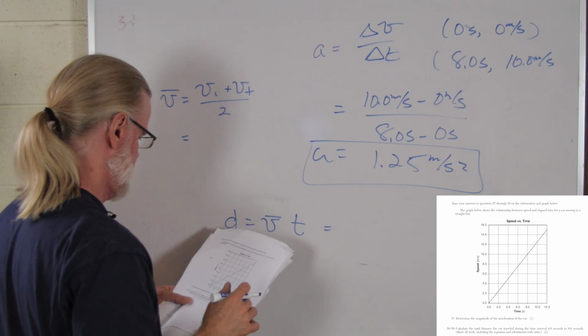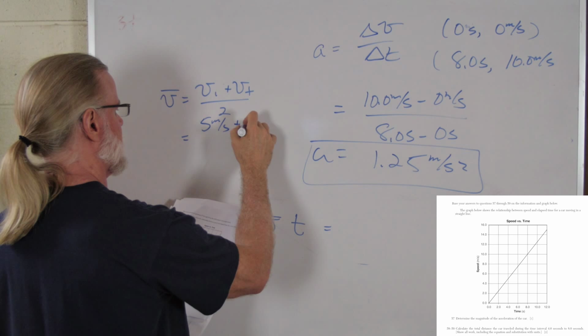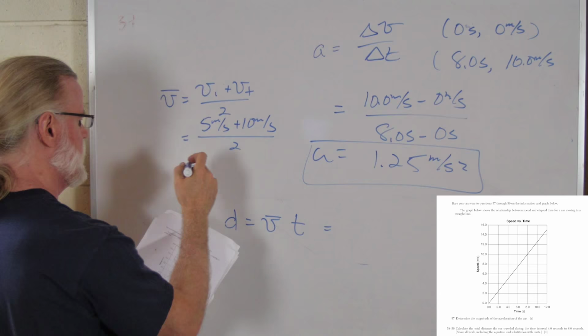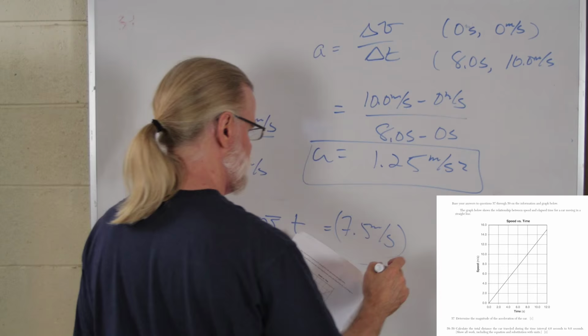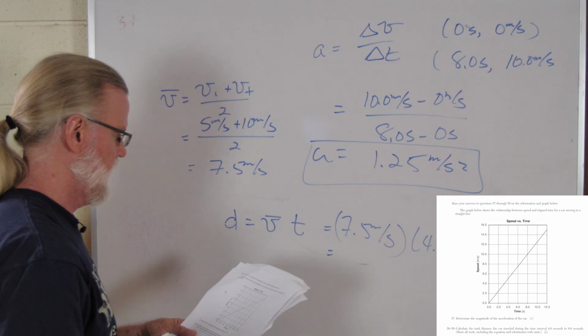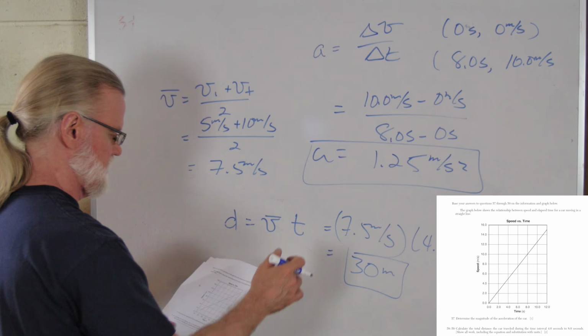Let's see, at 4 seconds, it looks like it's 5 meters per second. And at 8 seconds, it looks like it's 10 meters per second, divided by 2. So that's 15 divided by 2, which is 7.5 meters per second. So the average velocity is 7.5 meters per second, and it does that for 4 seconds. The time interval between 4 seconds and 8 seconds is 4. So it's going to be 30 meters. All right, so that is the answer, 30 meters.